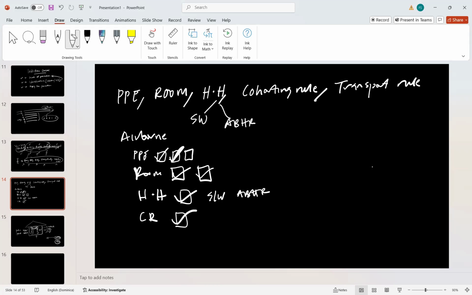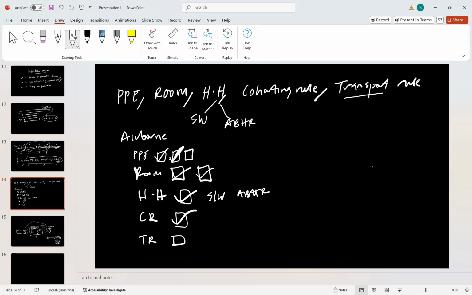Now, for the transport rule, what do we do during transport? Make sure that the resident has on a mask before transferring them from the room. Yes, but no, it should be an N95. Surgical mask is for droplet, right? Okay, so there's also a misunderstanding here.